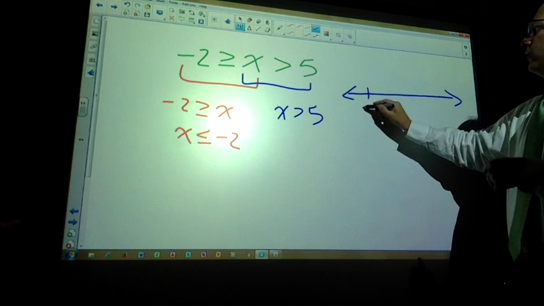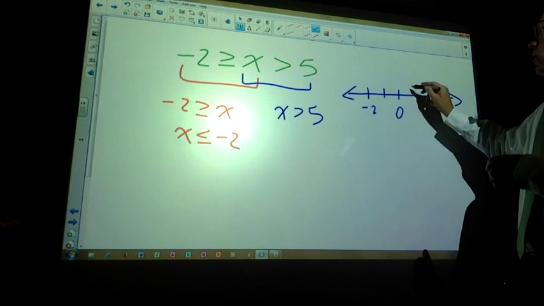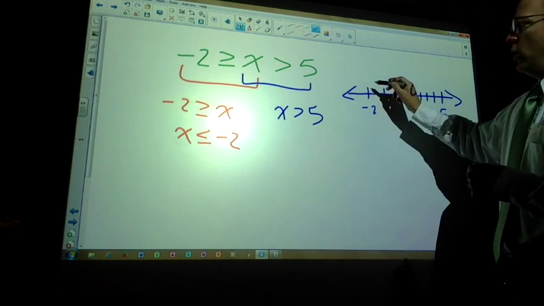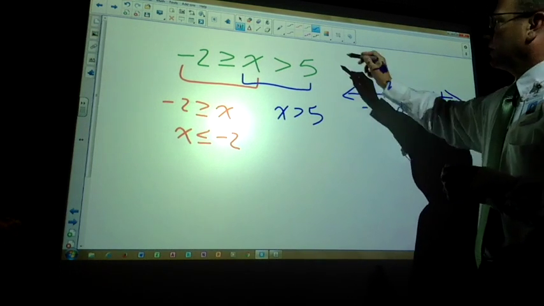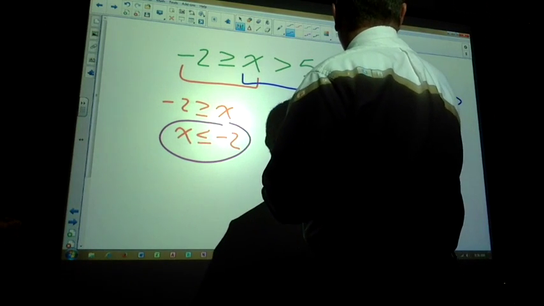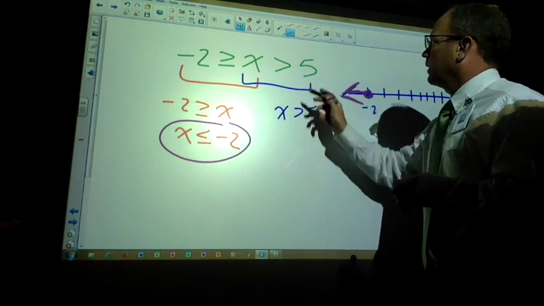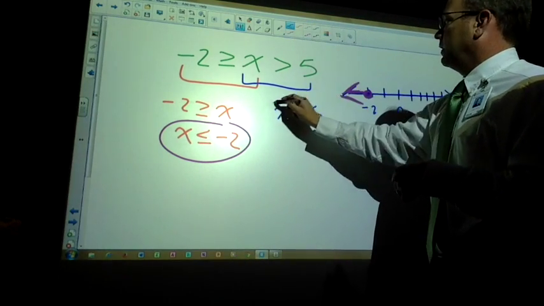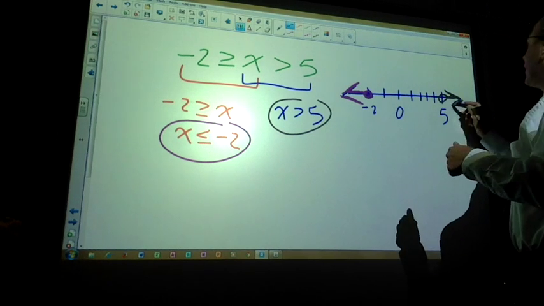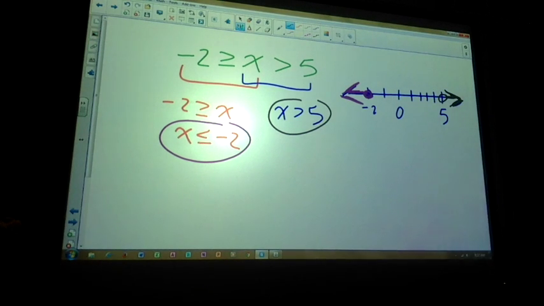So I have -2, -1, 0, 1, 2, 3, 4, 5. Okay? So -2, solid dot, going this way. Okay? This is an open dot going this way. No solution. It is a no solution, but this is why it's not a solution. All right. Because they're not touching. Exactly right. Yes, that's true.